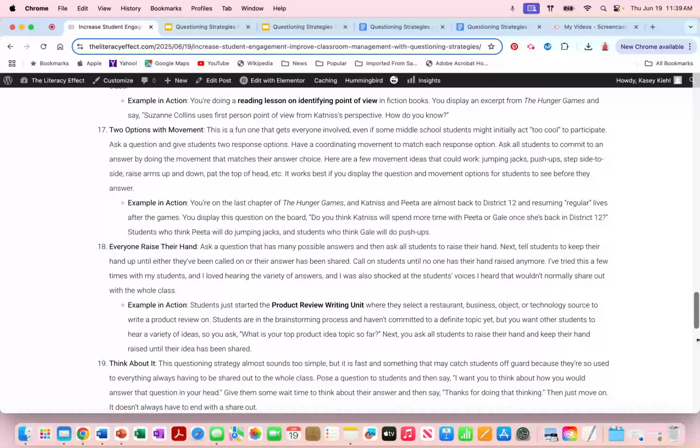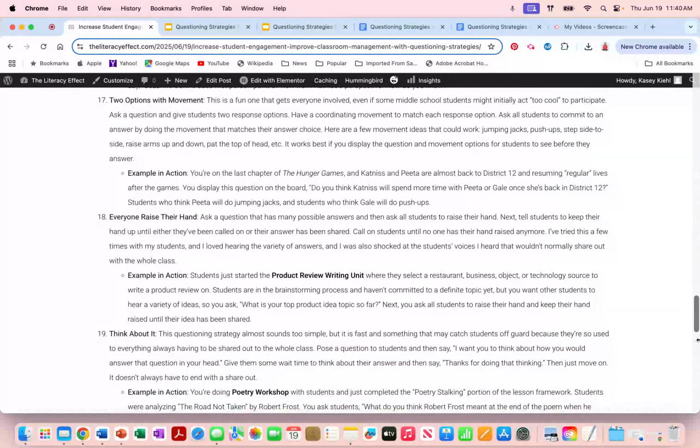Two options with movement. You ask a question, you provide two options for the answer, and then you give a coordinating movement to match each response. Like it could be jumping jacks, raising your hands up and down, placing your hands on your knees. And students do the movement that coordinates to the answer that they would choose.